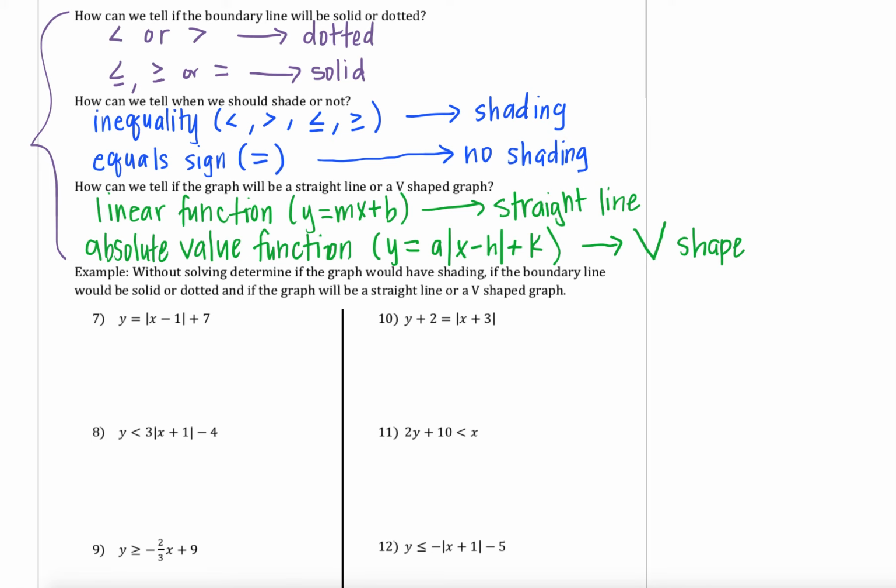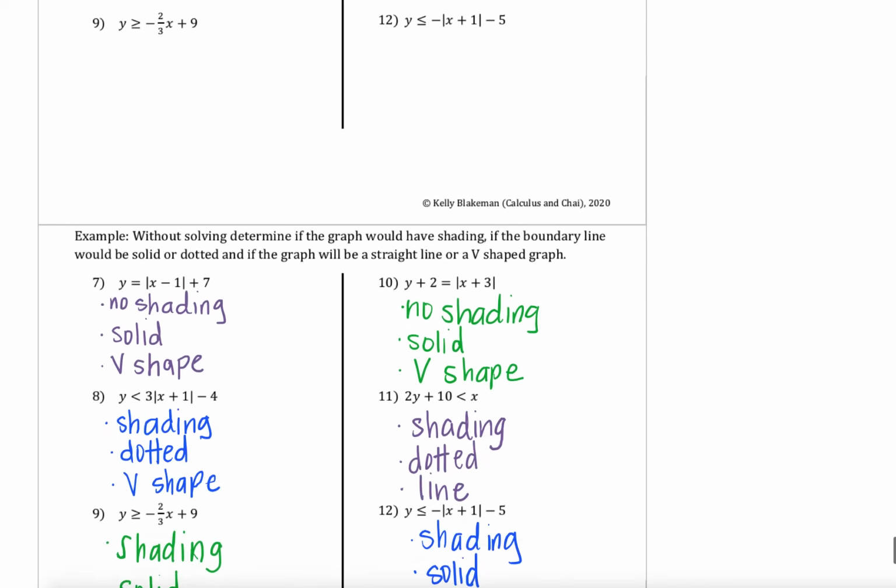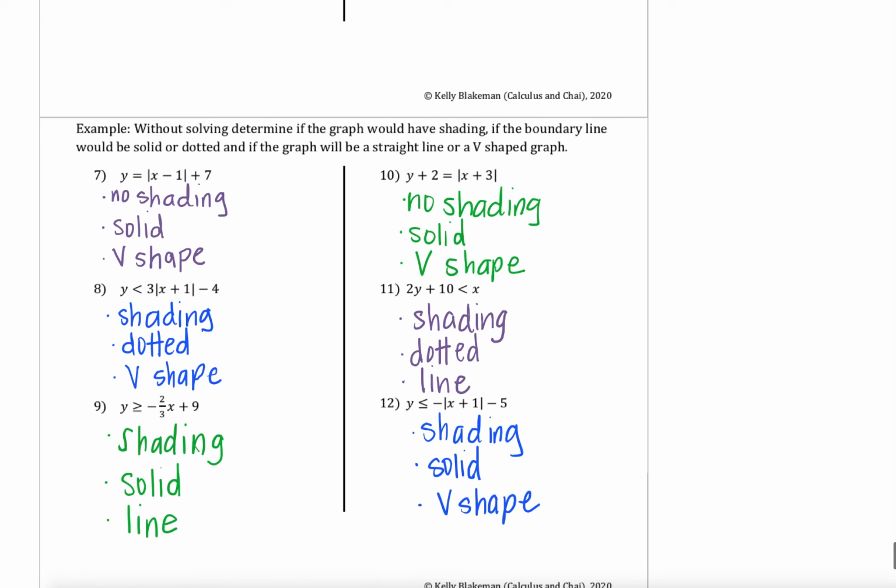Okay, let's check those answers. So, on problem 7, we had y equals the absolute value of x minus 1 plus 7. In this case, there is no shading, and the reason there's no shading is I have an equals to sign here, not an inequality. Because of that equals to sign, that's the other reason why that boundary line will be solid. And I have a V-shaped graph here because I have those absolute value bars in my equation.